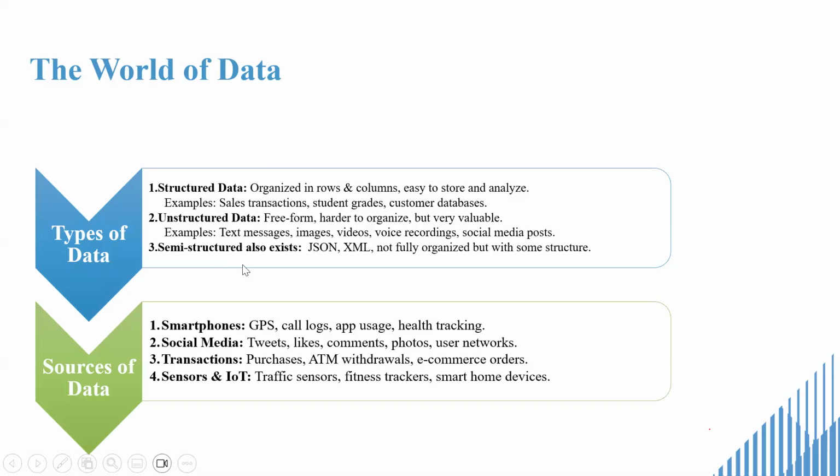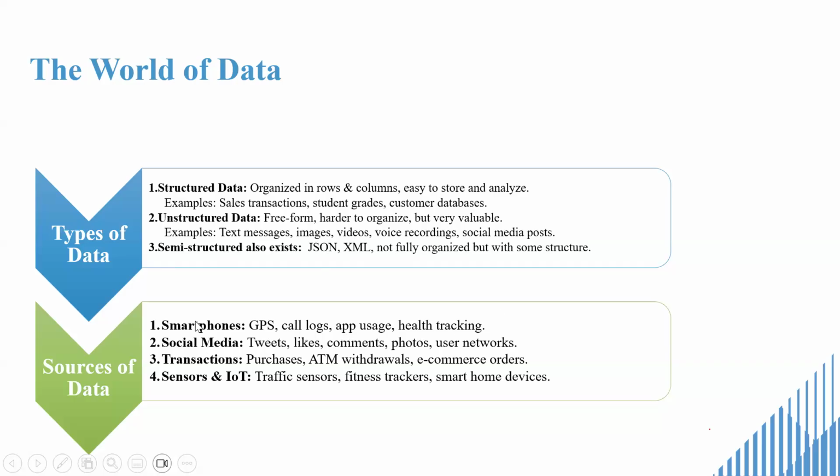All of these are nowadays counted as data. People are playing with images nowadays. If you give ChatGPT an image or video, it recognizes it. Nowadays AI tools are trained on images, videos, and voice recordings. Also, you have semi-structured data, like JSON files and XML, not fully organized but with some structure. From smartphones, you get GPS, call logs, app usage, and health tracking.